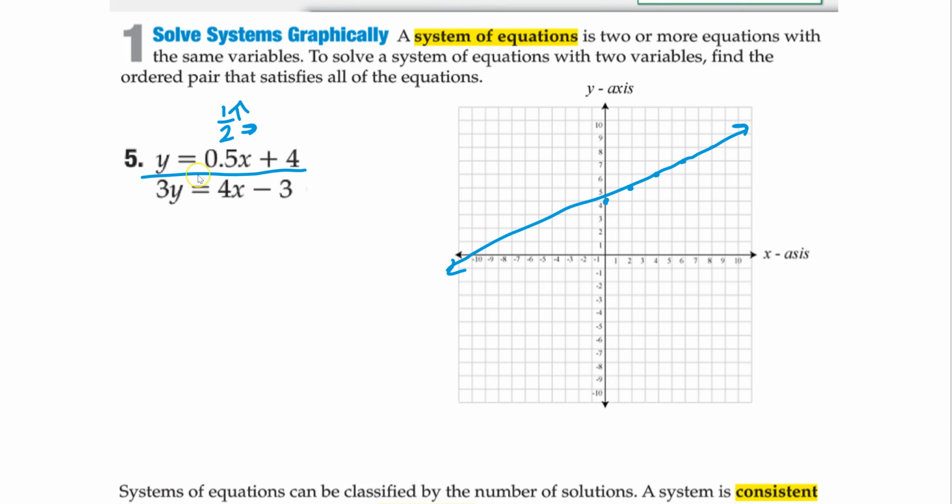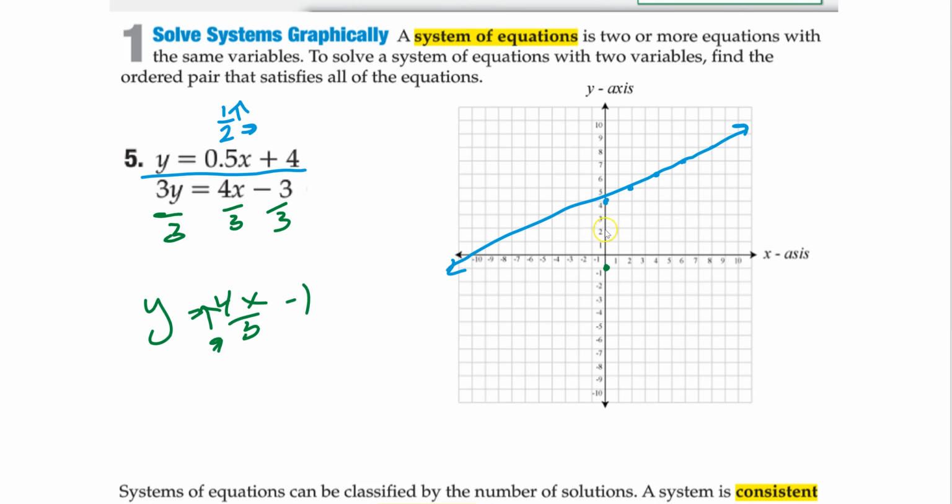This one's not in the proper notation. So let's solve for y, divide by 3, and get y equals 4x over 3 minus 1. So in this case, we're going to start at -1, my y-intercept. Then I'm going to go up 4 and right 1, using my slope.